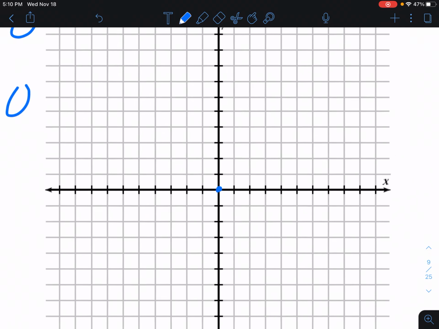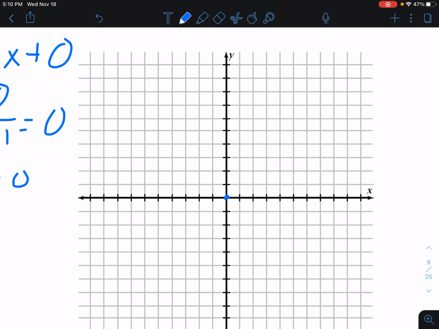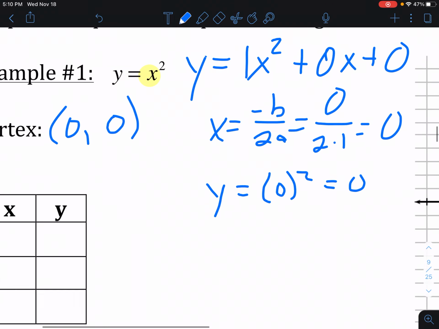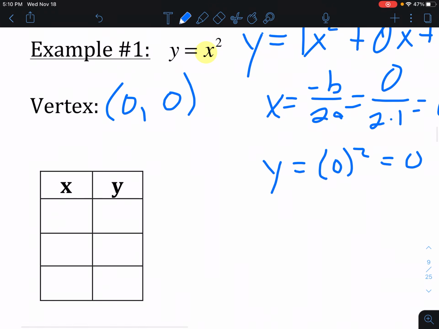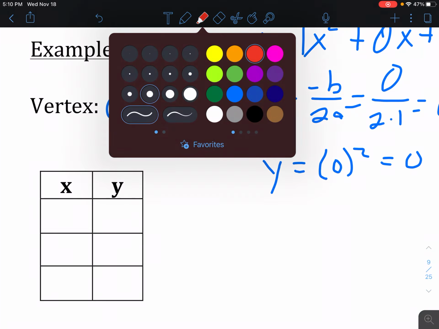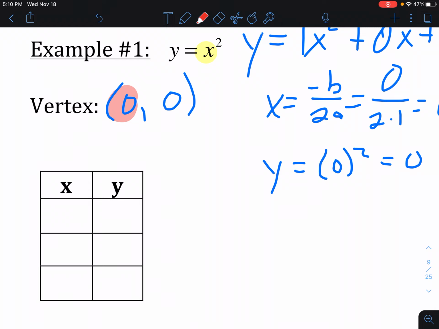Now, where this step says draw the axis of symmetry, I don't need to worry about that because it's in the dead center. The axis of symmetry, the middle vertical line, is just going to serve as the y-axis. So now I need to go to my table of values. So I need to look at the x-coordinate of my vertex.